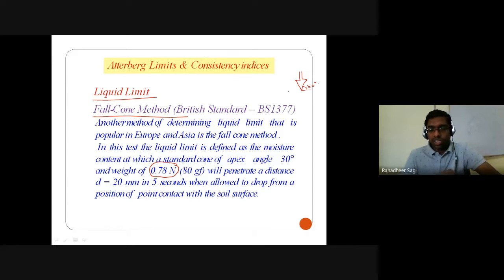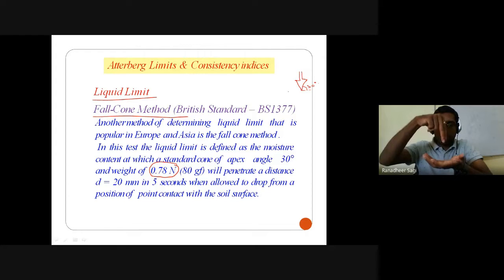First, we take the fine grained soil, mix a certain quantity of water into it, and thoroughly mix the soil and the water, so you get a proper, thoroughly mixed fine grained soil paste. Take that soil paste and place it into a cup, and that cup is placed at the base of the cone. The cone is brought in contact with the surface of the soil in the cup, and we leave the cone to fall because of its self weight.